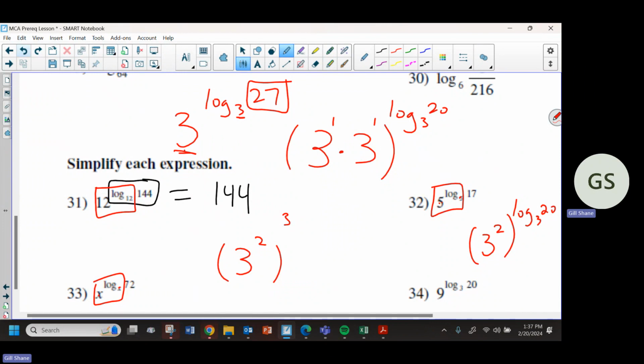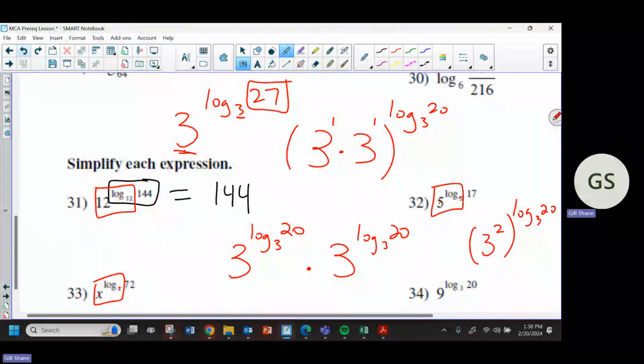What's anything times 1? It's itself, right? And again, I don't know that this is going to work. If I multiply the log base 3 of 20 times 1, what do I get? Yeah, log base 3 of 20, right? So do I have 3 raised to the log base 3 of 20 times 3 raised to the log base 3 of 20, right? All I did is I just said this times this. Well, now with our rule, what can we say? We just learned in these problems.